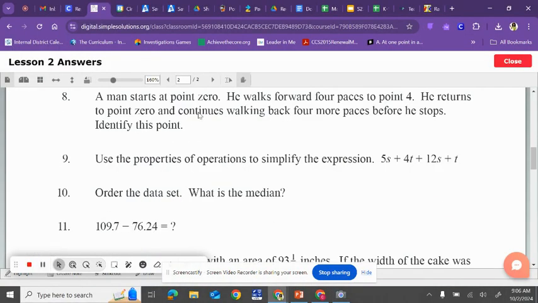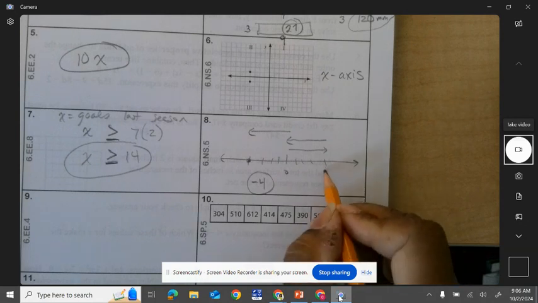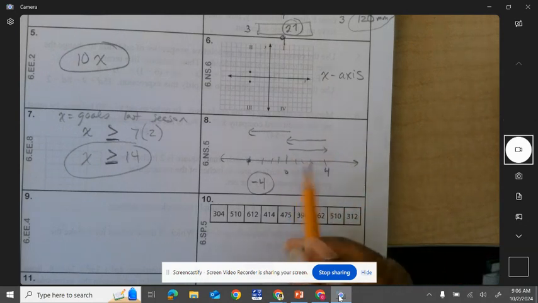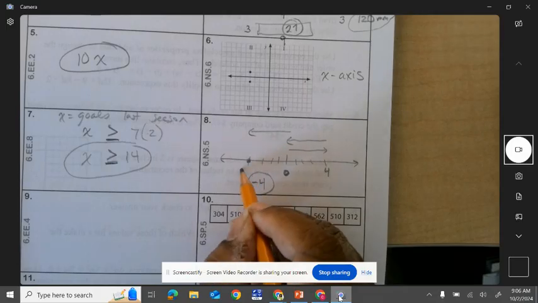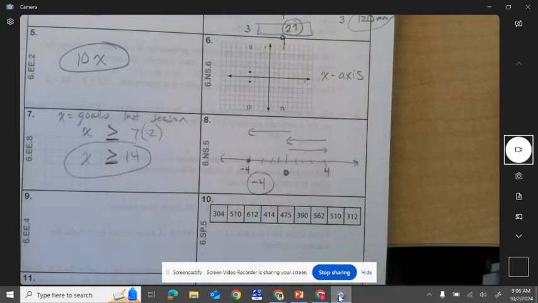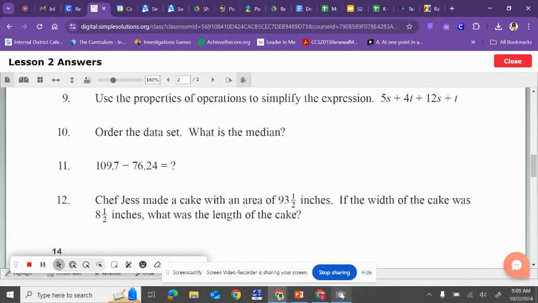All right, it says he walks forward 4, he returns to 0, and he walks back 4 more. So that's what this says. He walks forward 4, he returned back to 0, and then he kept going another 4 back. So he's at -4. All right, for number 9, that looks like this.